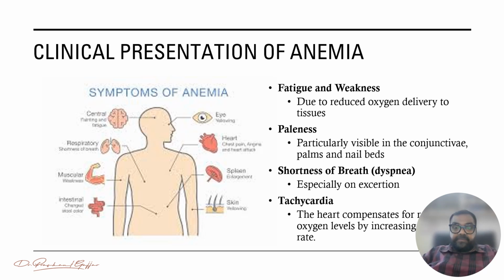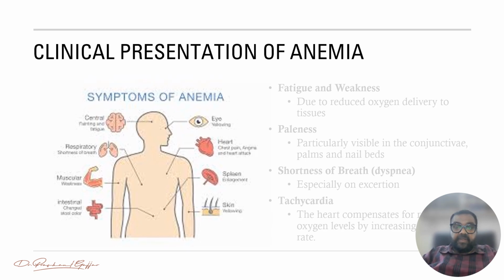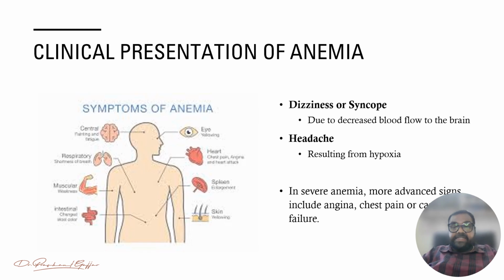Others are like dizziness or syncope, right? Because in very progressive anemia, there will be decreased blood flow to the brain, which can be responsible for the syncope or the dizziness. There will be a headache due to the hypoxia, right? So in severe anemia, the more advanced signs include angina, chest pain, and cardiac failure we may also find. So these are the different clinical presentations of the anemia.